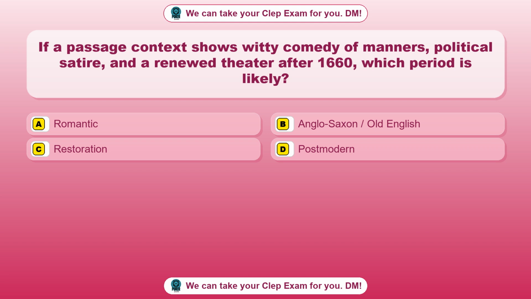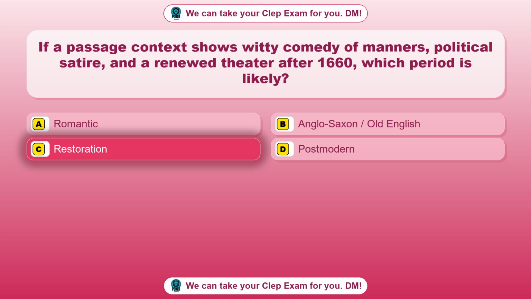Question 5. If a passage context shows witty comedy of manners, political satire, and a renewed theatre after 1660, which period is likely? Option A. Romantic. Option B. Anglo-Saxon/Old English. Option C. Restoration. Option D. Postmodern. The correct answer is option C.